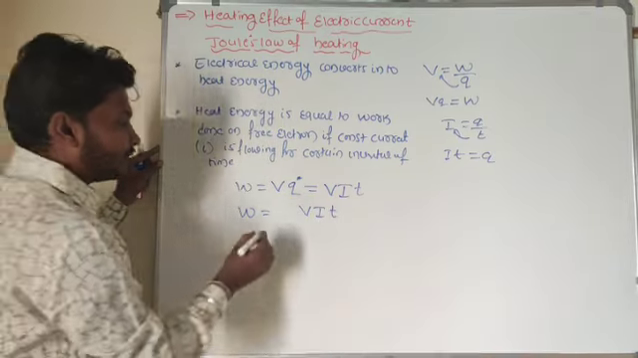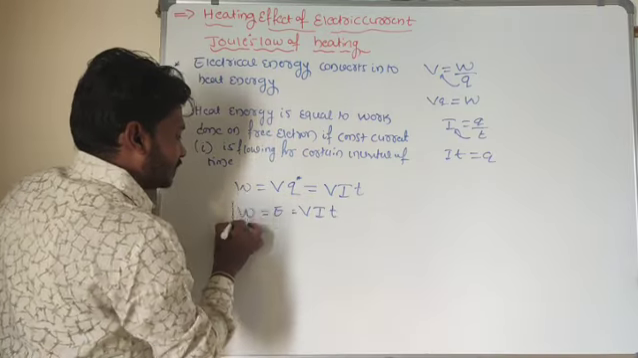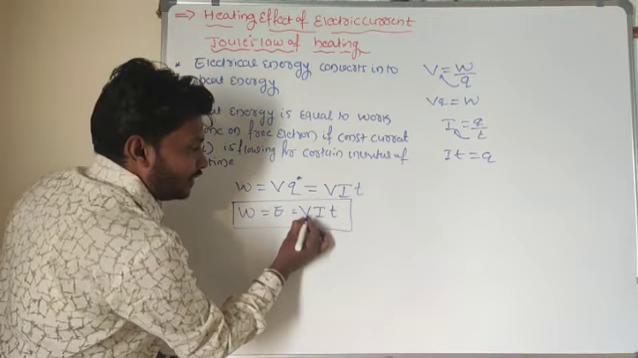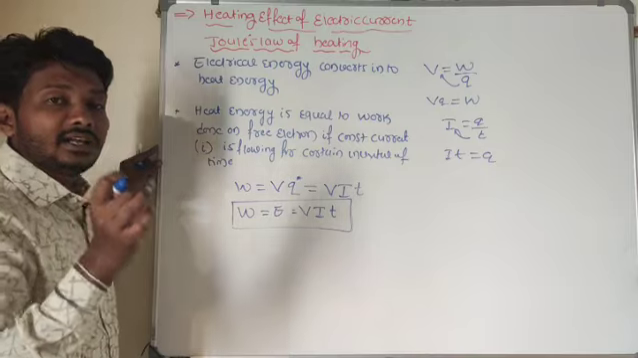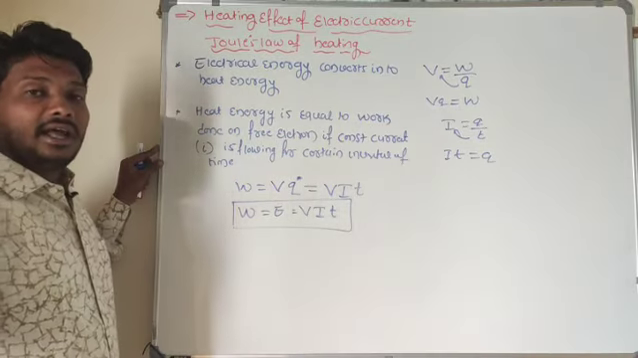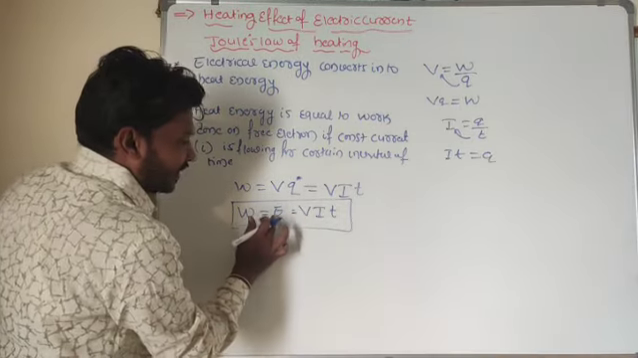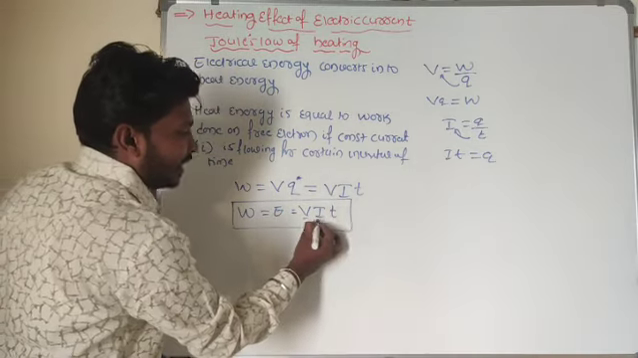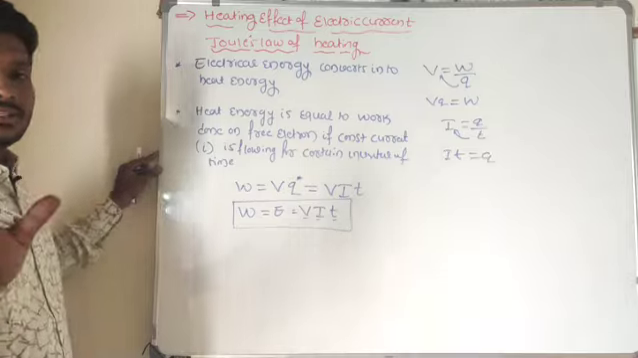That work done is stored as energy. So that energy is equal to V into I into T. That energy we can take as electrical energy. So electrical energy E is equal to V into I into T, where V represents the potential, I represents the current, whereas T represents the time.